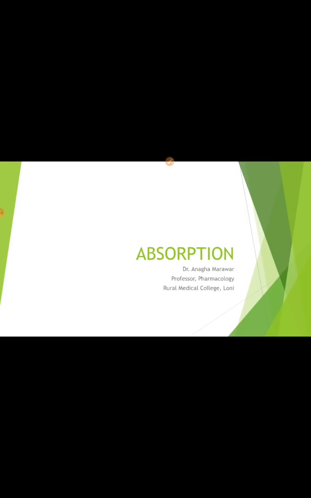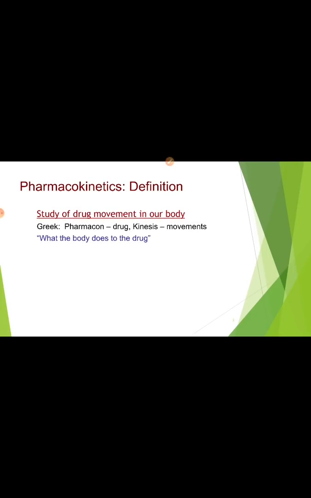Now as you must have finished with your route of administration of general pharmacology, the second part of general pharmacology deals with pharmacokinetics. Now what is pharmacokinetics? The definition of pharmacokinetics is the study of drug movement in our body. Actually, in general pharmacology, you will be dealing with two types, that is pharmacokinetics and pharmacodynamics. So today we'll be dealing with one part of pharmacokinetics, that is absorption.